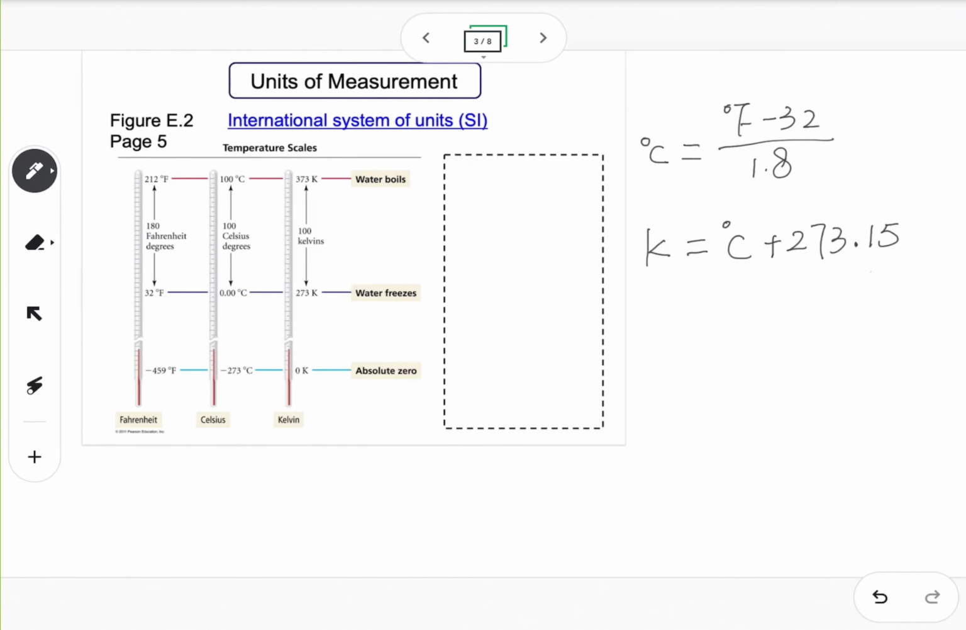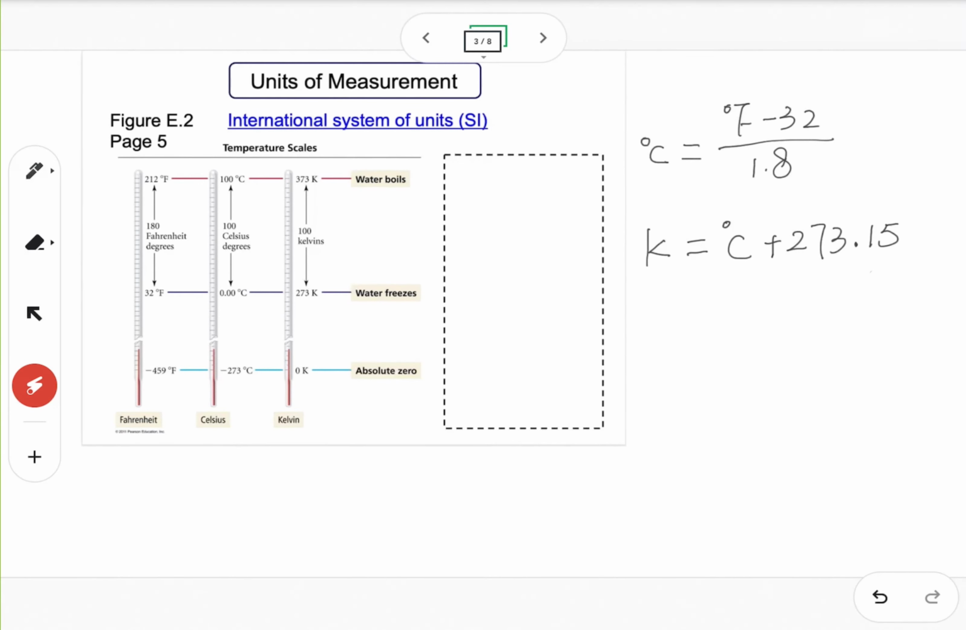What I expect here from you is, for the top equation, it will be given in your test or quiz if I need you to do any calculations involving the conversion between degree Celsius and Fahrenheit. But for the bottom equation, it's required. I need you to memorize it.